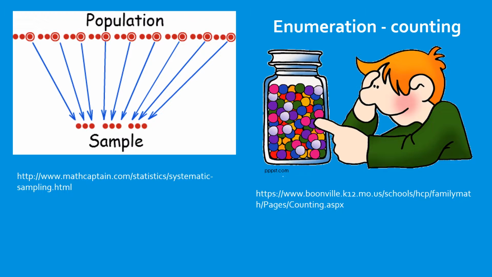So how do you come up with these things? Well, when we talk about enumeration, we're really literally talking about counting. So like in the image on the right, this poor guy has to go through here and count every marble in the jar to know how many marbles are in the jar.